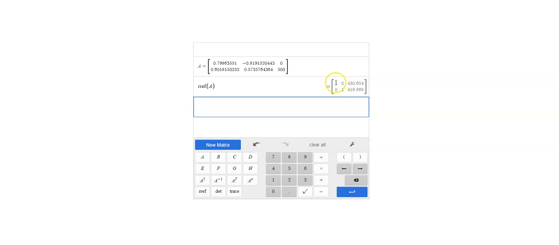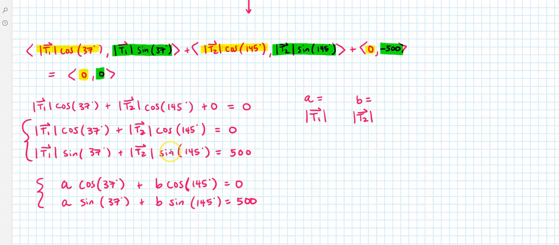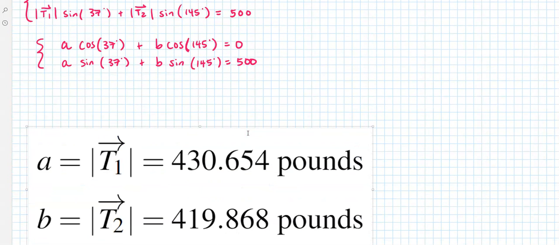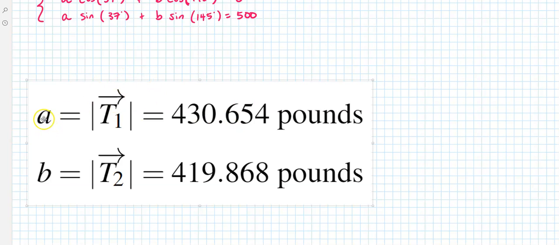This being a 1 says that our first variable A, which was also the magnitude of the tension 1 vector, is 430, and the magnitude of the tension 2 vector is 419.868. So that is what allows me to present my solution to you now. We have the A value, which again is the magnitude of the tension 1 vector, is equal to 430.654 pounds, and the B, which we substitute in to mean the magnitude of the tension 2 vector, is equal to 419.868 pounds. And that concludes this homework question.